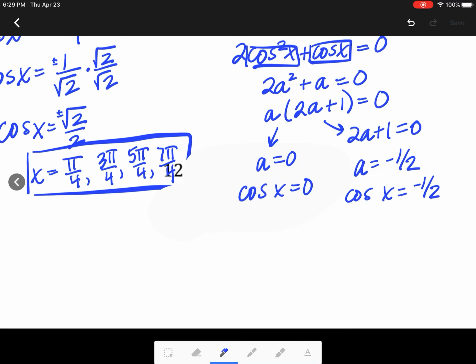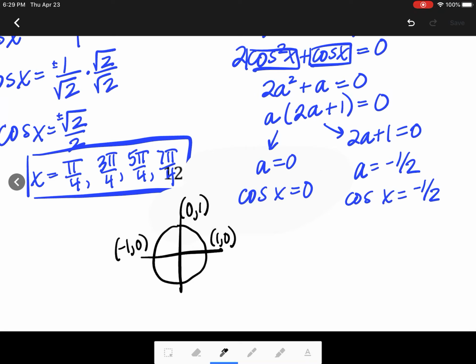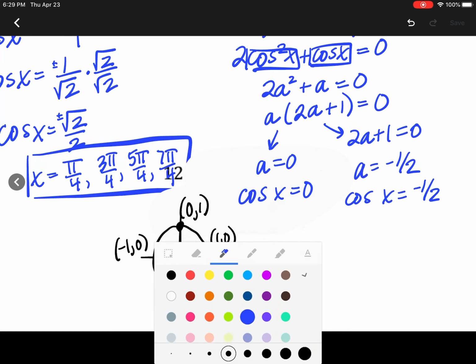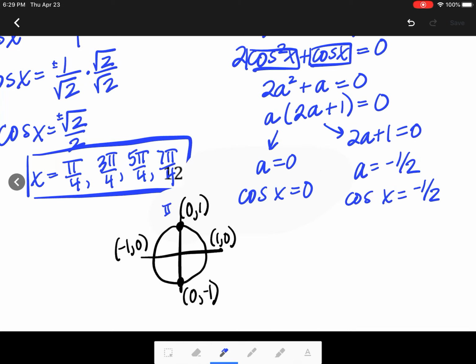So let's think through our unit circle one last time. This is 1, 0. This is 0, 1. Negative 1, 0. 0, negative 1. Where is my cosine equal to 0? My cosine is equal to 0 right here and right here. So that's the angle pi over 2 and 3 pi over 2.